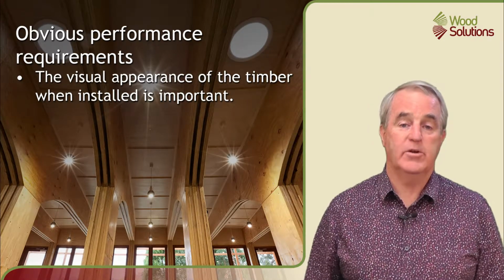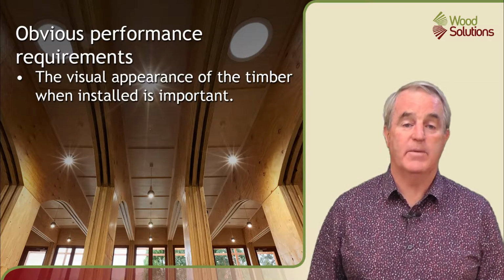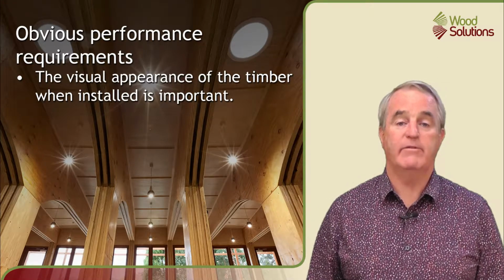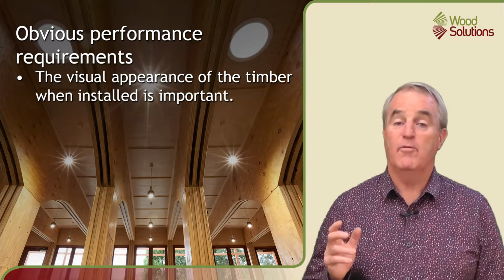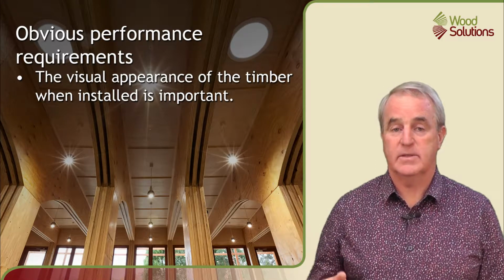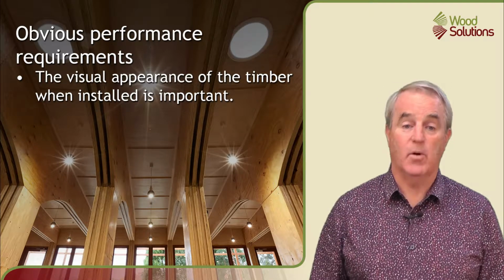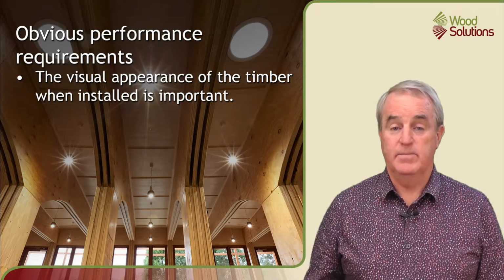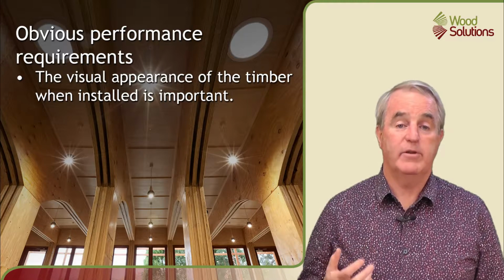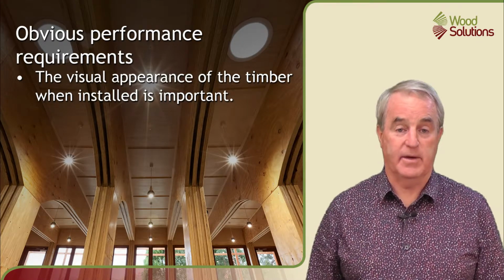Having found out that the material is going into an appearance application, some key performance requirements are clear, while others have to be confirmed by asking follow-up questions. The performance requirements that are obvious are that the visual appearance of the timber when installed is important. The order may include a grade name for the material, and the supplied product will have to be at least equivalent to that grade or be approved by the customer.